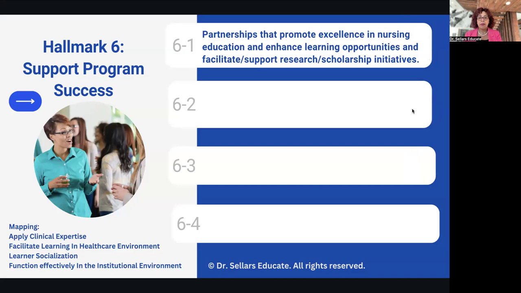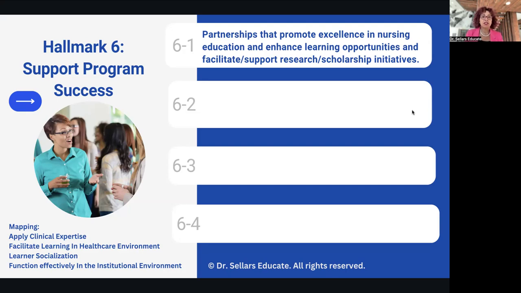And then the next mapping element is facilitation of learning in the healthcare environment. How do we socialize the learning experiences and really promote the importance of learning being iterative, where we're giving students feedback that's going to shape their decisions going forward? And then last, us being able to function effectively in the institutional environment, going back to the mission and goals and understanding how it aligns with our curriculum and our program outcomes.